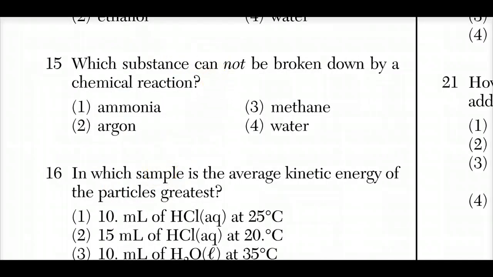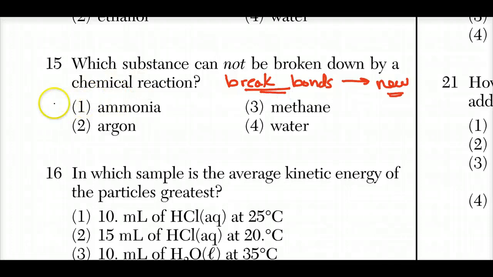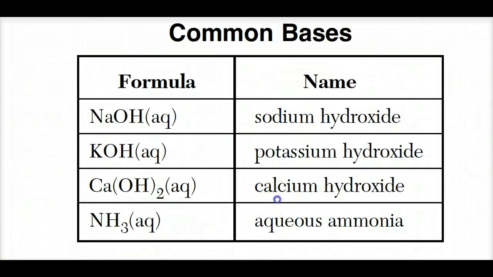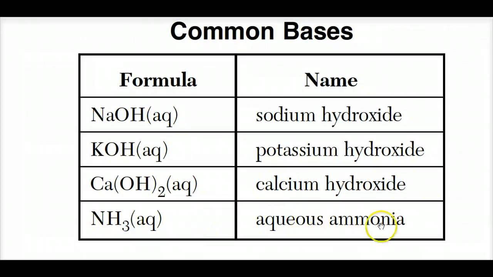Well, chemical reactions or chemical changes are breaking bonds. So if we're going to break bonds, we're going to make something new. That's a chemical change. But you have to have bonds to begin with. Now ammonia, you should know, is NH3. If you don't, here's a place we can go. Table L lists some common bases. And there's ammonia, aqueous ammonia. Now it's not an Arrhenius base, as we've talked about previously in other lectures, but it's a base and it's a compound. So if you need to know what ammonia was, NH3 is there, but you should know that one.